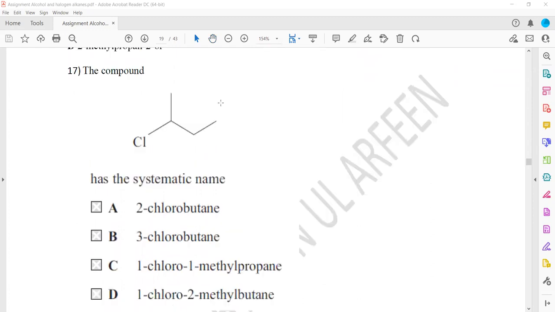Then the compound has a systematic name. What is a systematic name? We count the carbon atoms, 1, 2, 3, 4. Select the longest carbon chain. Numbering should start from the nearest branch. So 1, 2, 3, 4, and at the second position we have a branch, with four carbons. So it is 2-chlorobutane, and A will be the right answer. So select the longest carbon chain, and numbering should start from the nearest branch.